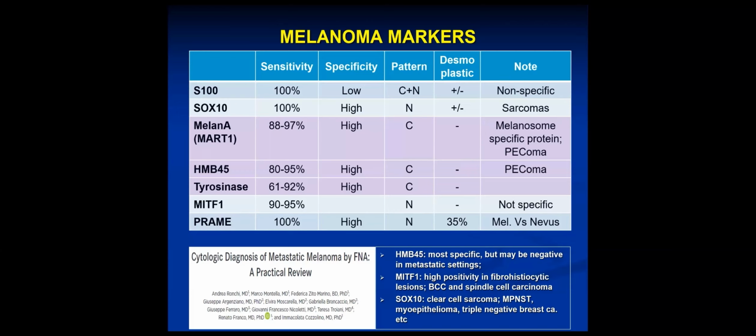However, please remember that their specificity might not be good. For example, SOX10 can be positive in clear cell sarcoma, MPNST, and even triple negative breast carcinoma. Additionally, PRAME can be positive in some sarcomas, like synovial sarcoma, myxoid liposarcoma, and subsets of carcinoma. Although it's a good marker to differentiate melanoma versus nevus, of course, this doesn't apply to cytology. And MITF, although it's a nuclear marker, is not specific, and it's highly positive in some tumors like spindle cell carcinoma, BCC, etc.